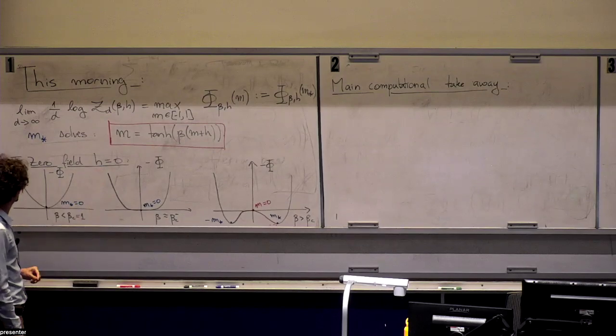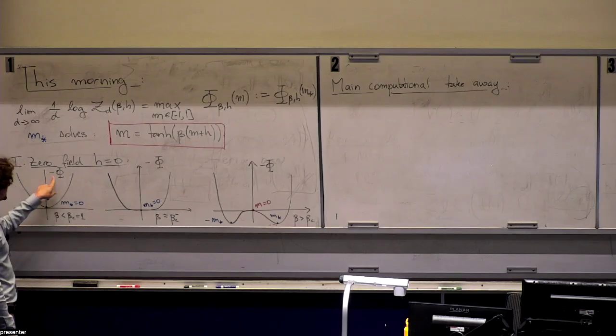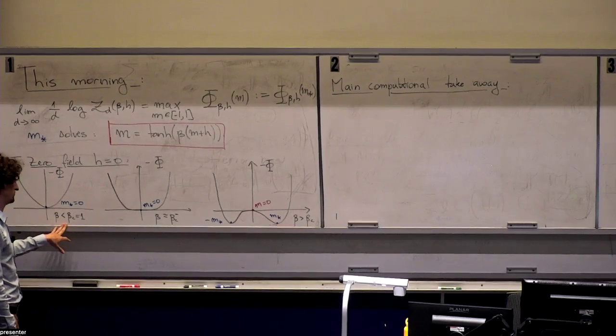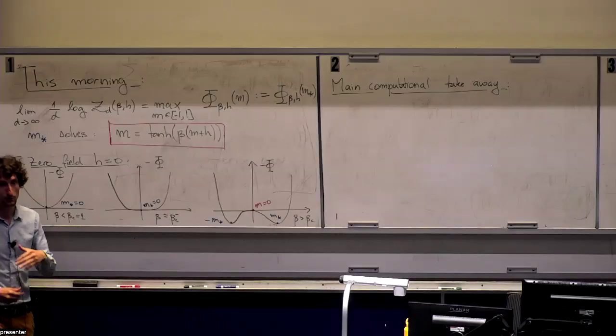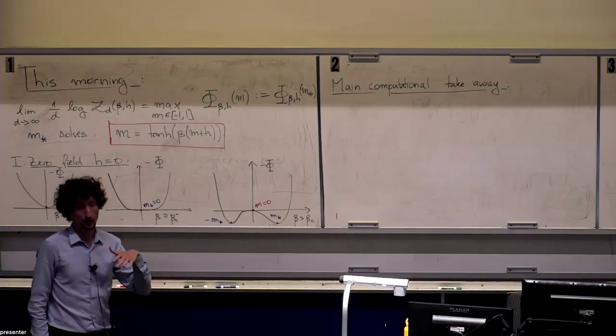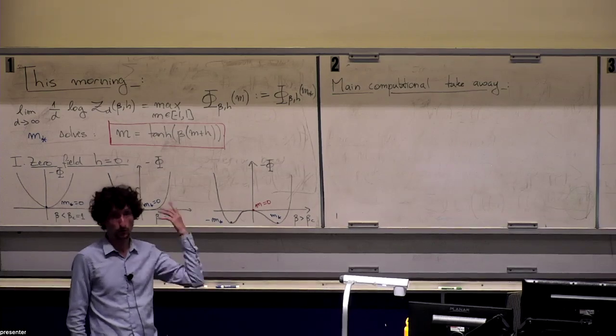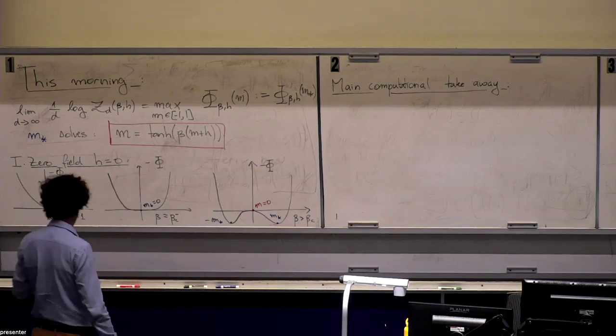We started studying this problem in the setup with no external field, so H was equal to 0, and we saw that there was a phase transition, and this was a continuous phase transition. In which sense? If you look at this potential as a function of m, below a certain beta, or above a certain temperature, the system has only one minimum, the global minimum m star equals 0, meaning that we are in a paramagnetic state. So the mean magnetization is 0 with high probability, according to our large deviation principle.